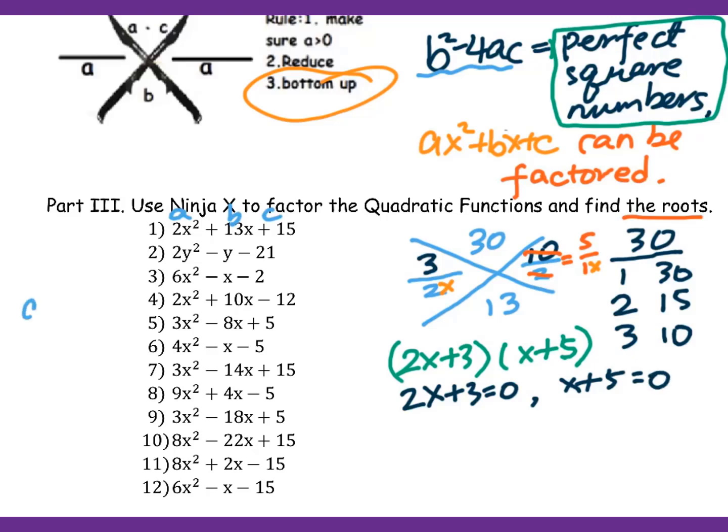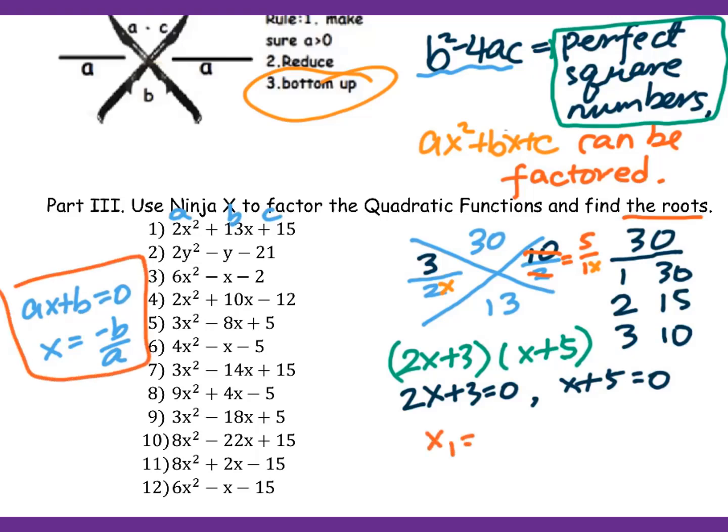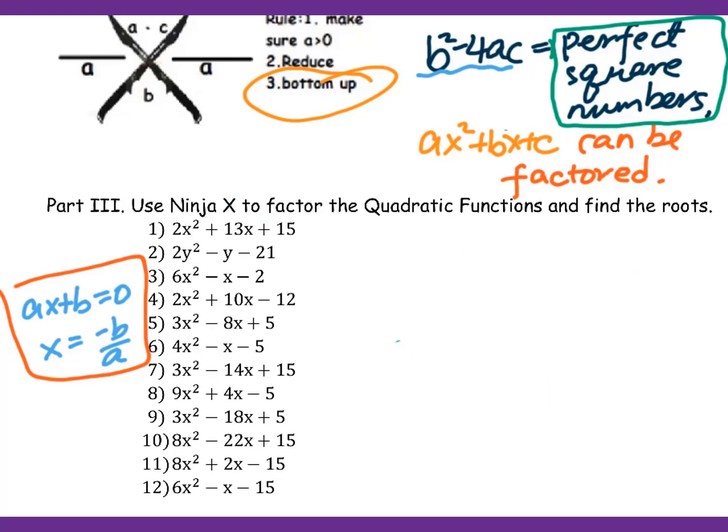Use the formula ax plus b equal to 0. x equals negative b over a. Therefore, x1 equals negative 3 over 2. Because when you cross this equal sign, you turn into negative 3. This one, your x2 equals negative 5. Now let's go to number 2.